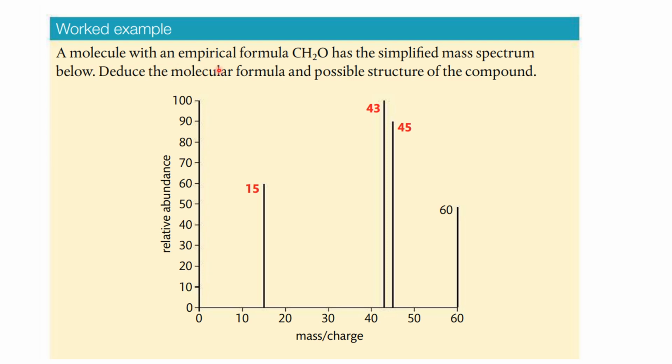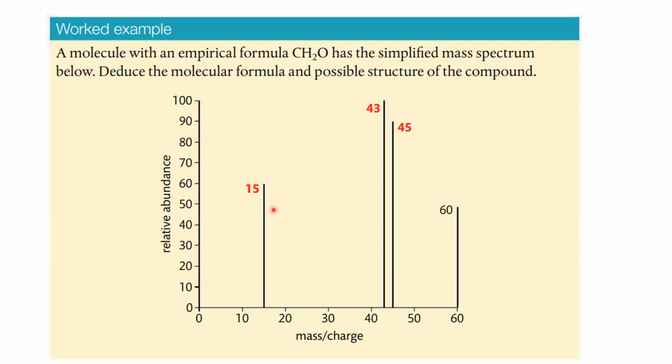A molecule with an empirical formula CH2O has the simplified mass spectrum below. Deduce the molecular formula and the possible structure of this compound. So here you can see that I have here a formula. This is the molar mass, which is at 60. I have peaks at 45, I have peaks at 43, and I have a peak at 15.